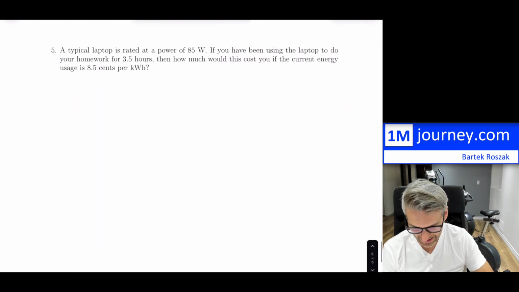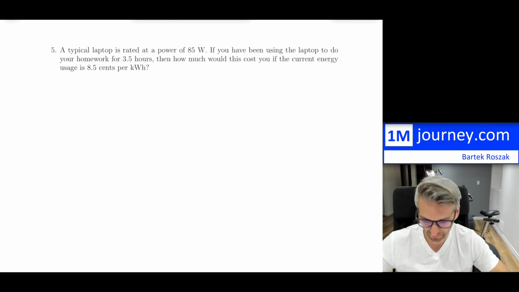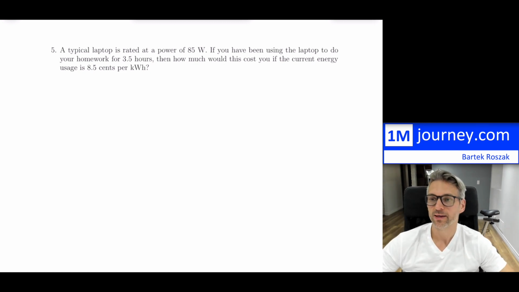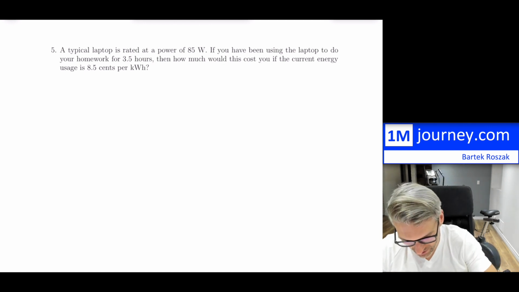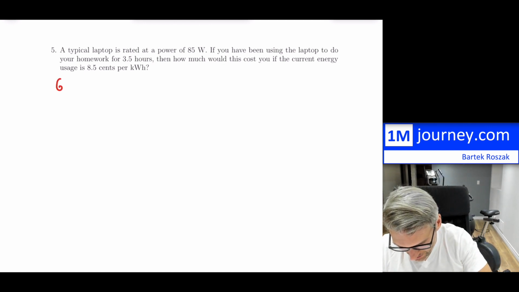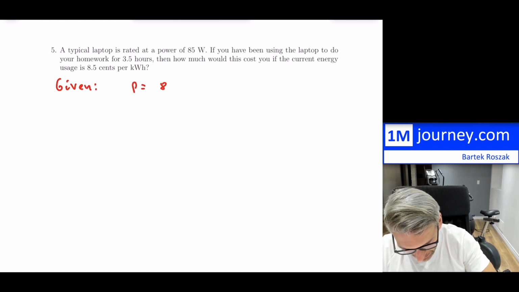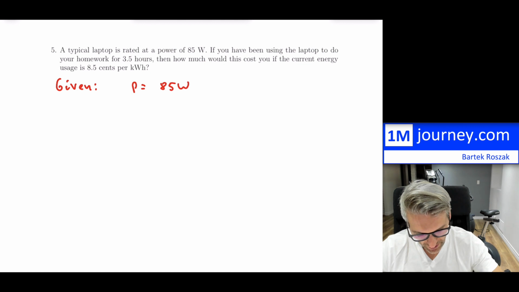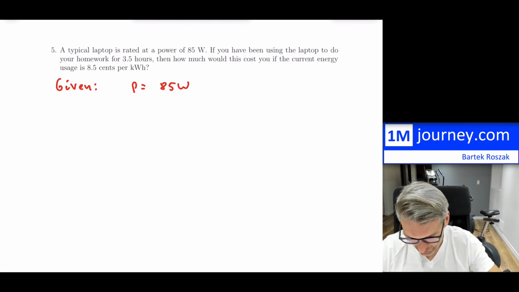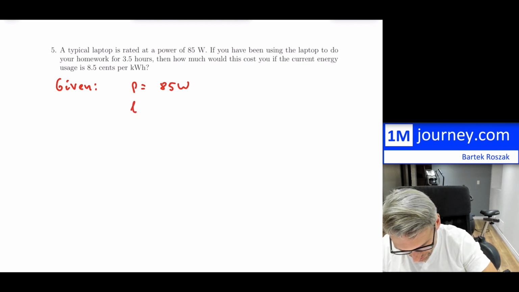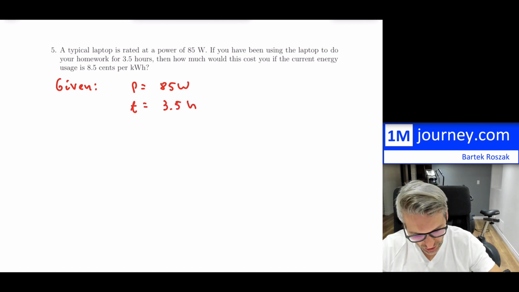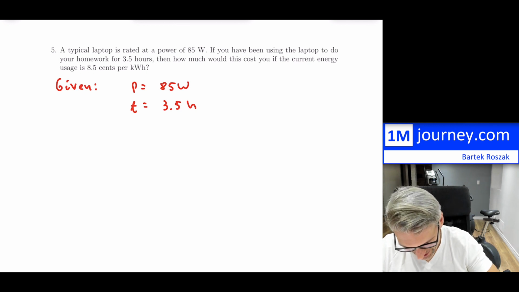All right, so here's the last example to close this off. And this one doesn't look like it's a bad one. A typical laptop is rated at a power of 85 watts. So it looks like it's a power. If we write down the given, power is 85 watts. If you have been using the laptop to do your homework for 3.5 hours, so this is your time, 3.5 hours, then how much would this cost you if the current energy usage is, okay, so that's interesting.